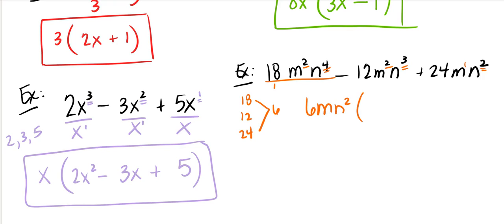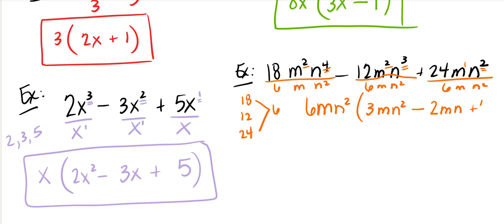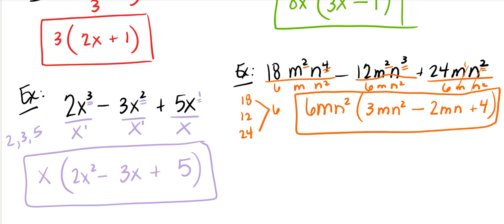So when I divide by 6m n squared, I'm sorry, that's the correct terminology, in all three of these, 18 divided by 6 is 3, m squared over m is m, n to the fourth over n squared is n squared, minus 12 over 6 is 2, m n, plus 24 over 6 is 4, m and n squared both cancel, and that's it. Good luck with the GCFs, guys.